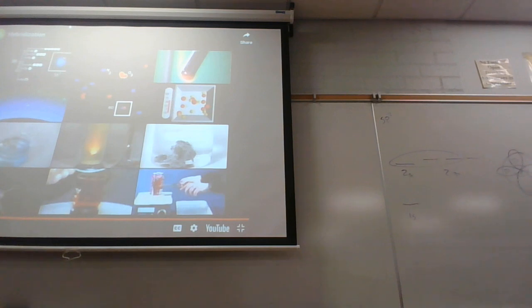This is looking at it from the top down. This is looking at it from the side view. I call this the top view, and this I call the side view, because we can see the p orbital in profile. Okay, this would be the 1s.